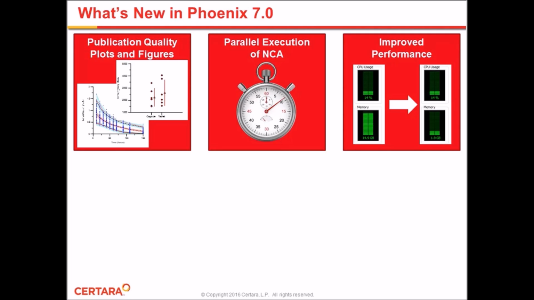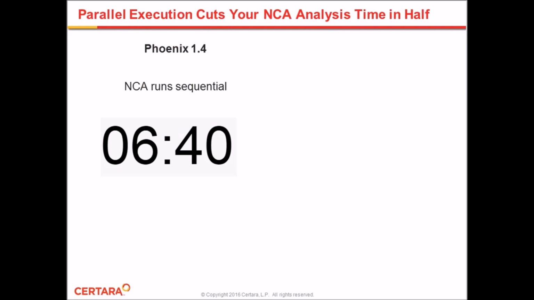For the parallel execution of NCA, our industry standard WinNonlin engine has been redesigned to conduct non-compartmental analysis twice as fast as our previous versions, cutting the analysis time in half. This is a huge benefit for WinNonlin users that have large studies that they use to perform analysis on, clinical or preclinical. In Phoenix 1.4, each PK profile was evaluated in a sequential fashion. For a study with 400 subjects, 5 analytes, 4 days, there were a total of 8,000 PK profiles, and running it in Phoenix 1.4 took 6 minutes and 40 seconds for computation.